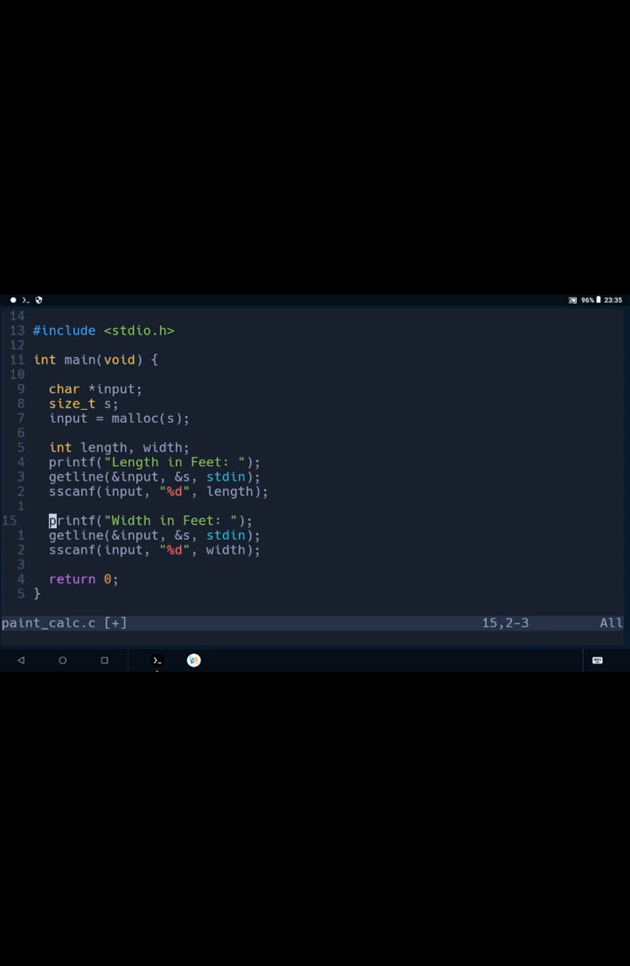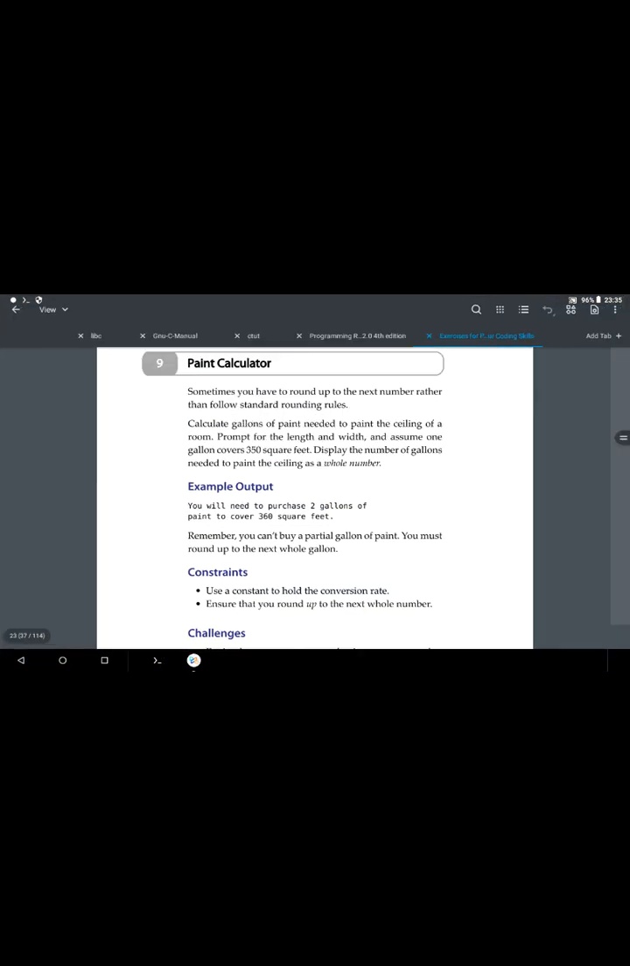Now I have to calculate the area. So I'll get an area here. Area should be the length times the width, and that gives the number of gallons. We said we are assuming 1 gallon covers 350 square feet. Display the number of gallons needed to paint the ceiling as a whole number.